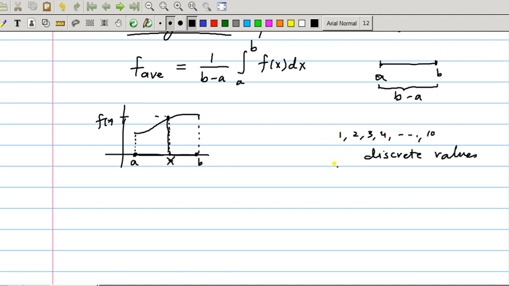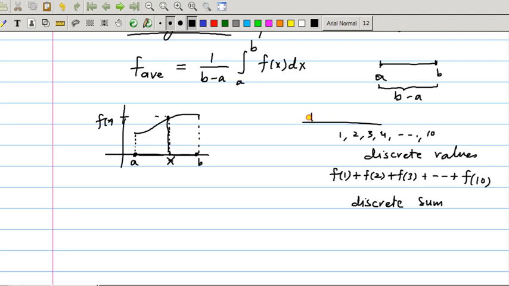If I want to add my function at these numbers, no issues. I can find f(1), f(2), f(3), f(4) up to f(10). We can add this, right? So this is called a discrete sum. You took the sum of function values over 10 values only. We can do that, no issues. But if you are adding something over a continuous interval, I don't know how many values there are, because between every two real numbers there is another real number inside. So these are infinitely many values. I cannot add something like that.